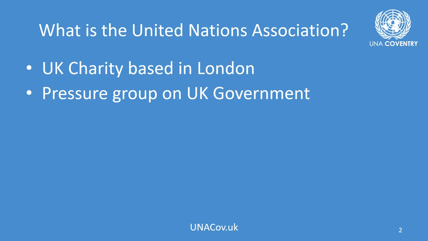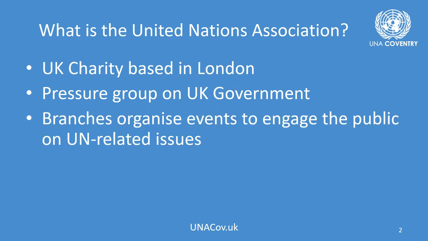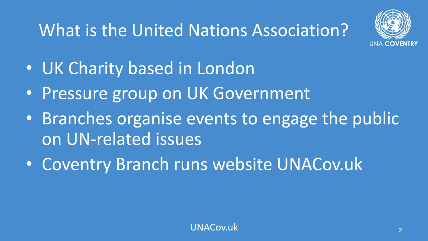It acts as a pressure group on the UK government, and it also organises branches around the UK and in many universities. And these branches organise various events and activities. The branches normally try to engage the public on UN-related issues. Within universities, they might be more concerned with things like Model United Nations. The Coventry branch runs a website, unacov.uk, and you will be able to find this presentation on that website. And an important thing to notice is that the United Nations Association is not part of the UN.